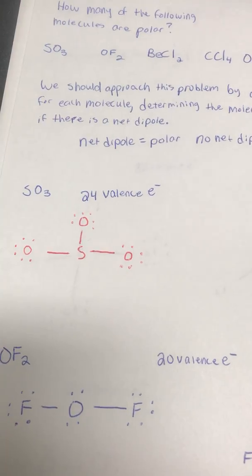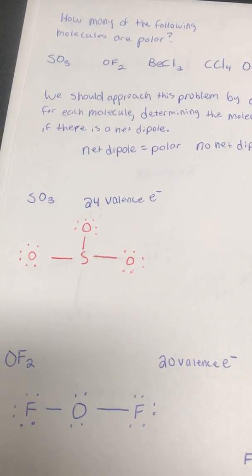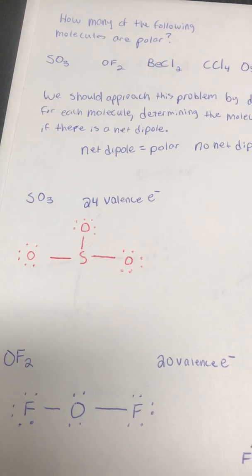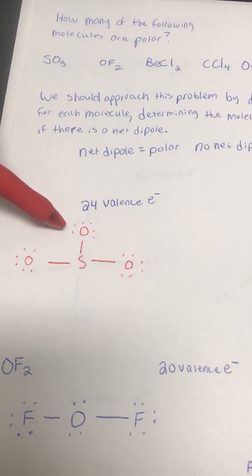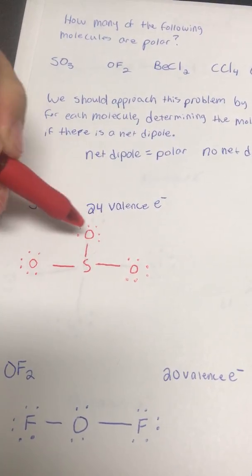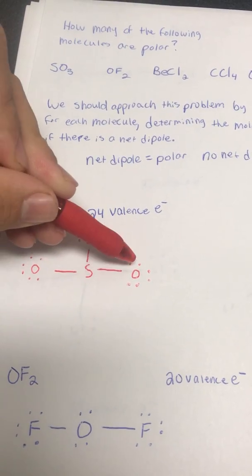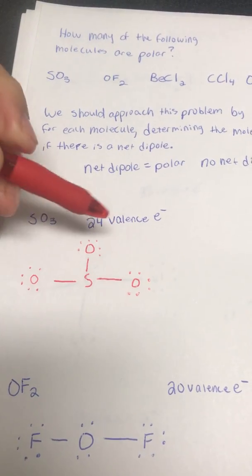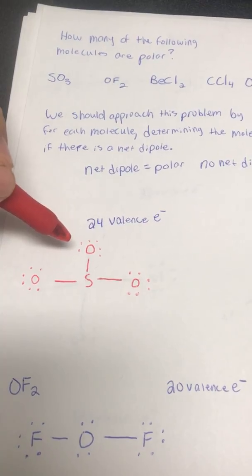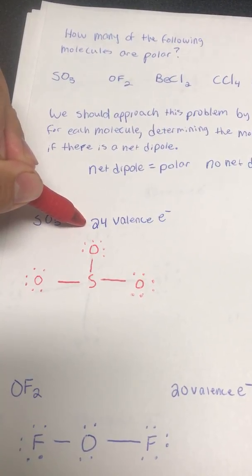Now let's count to see if the number of electrons in our structure matches the number of electrons that there should be. 1, 2, 3, 4, 5, 6, 7, 8, 9, 10, 11, 12. 12 pairs times 2 electrons in each pair gives us 24 valence electrons.